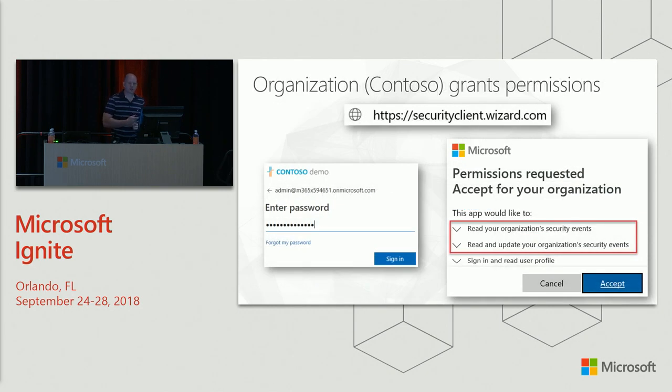But now I'm Contoso, and I want to actually use this application. So I bought a license from Wizard, and now I want to start playing with it. As I said, these are the permissions that the application is going to ask for, and you can see what happens the very first time somebody logs into the application. It's going to say this app would like to read your organization's security events, and this application would like to update your organization's security events.